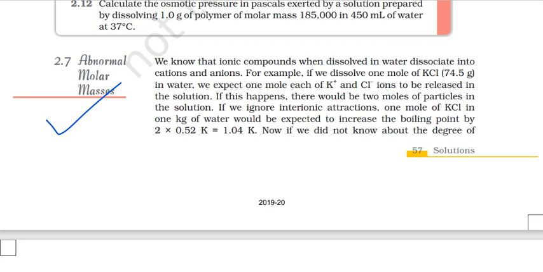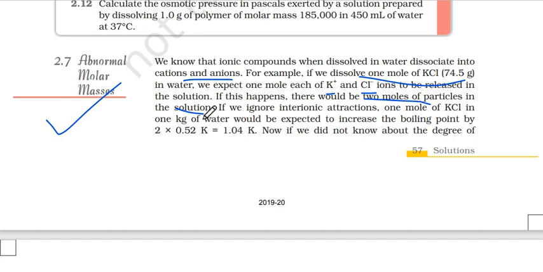Fine, this is the crux of the entire thing that we are going to do. We know that ionic compounds, when dissolved in water, dissociate into cations and anions. For example, if we dissolve 1 mole of KCl, we expect 1 mole of each potassium and chloride ions to be released in the solution. Now, there would be 2 moles of the particles in the solution.